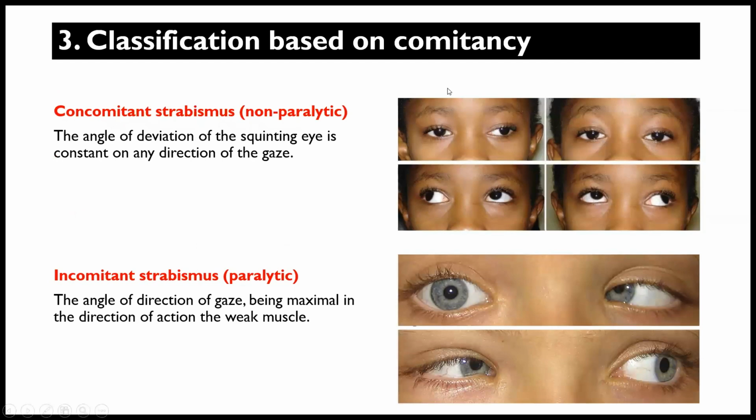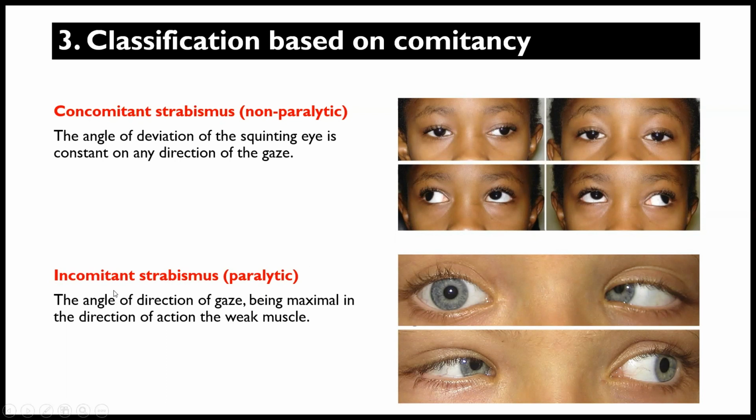The other classification is based on comitancy. When something is concomitant, the deviation of the squinted eye is constant in any direction. Assuming this person has a squint, you'll find that when they're looking to this side, and when they're looking up or down or to the side, the level of deviation is the same all round. That's why it's called concomitant, meaning we have equal deviation all round as the eye is able to look in any direction of vision. This is also normally termed non-paralytic.